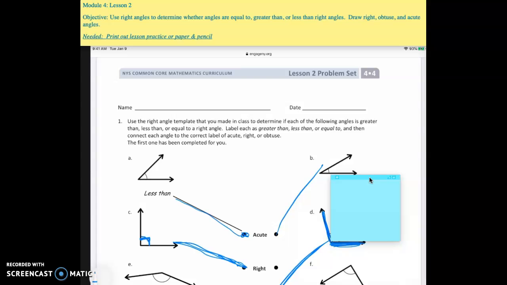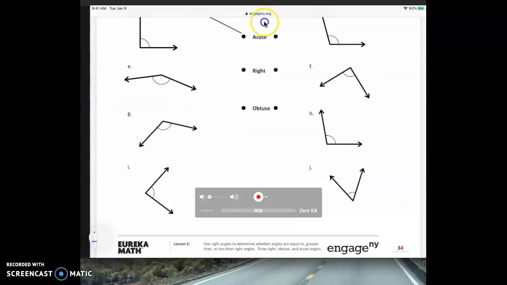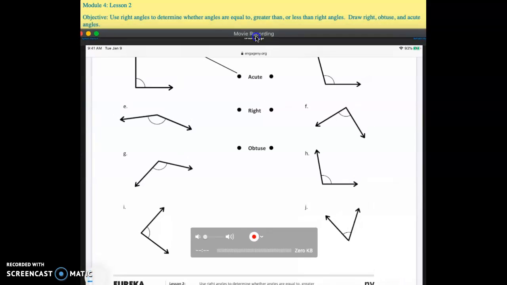All right, now I've got to get my other page out. Hold on a second. All right, so as I was saying.